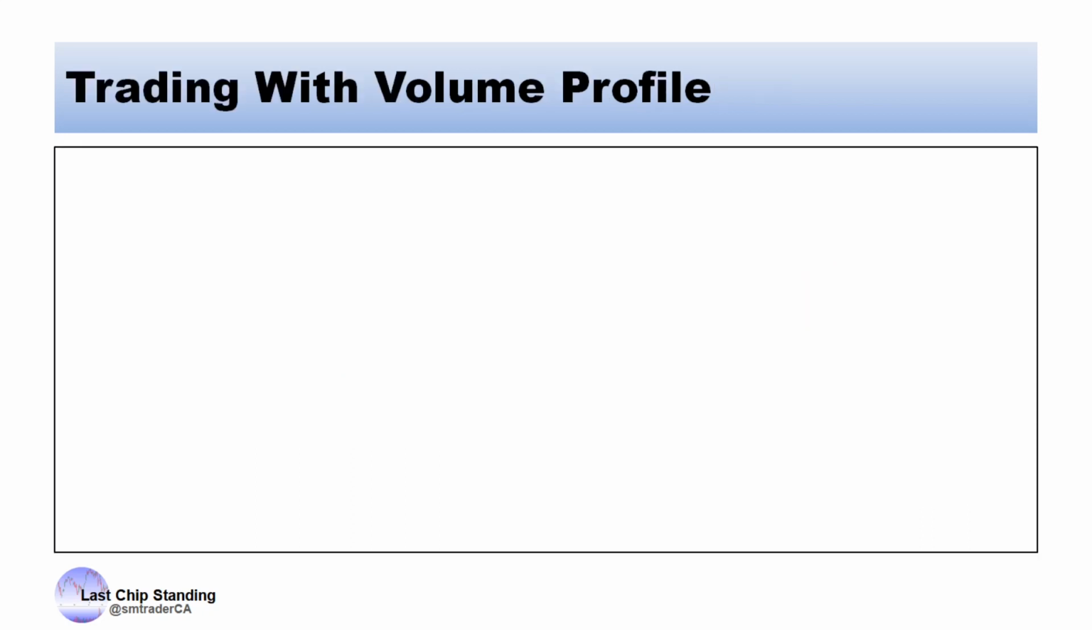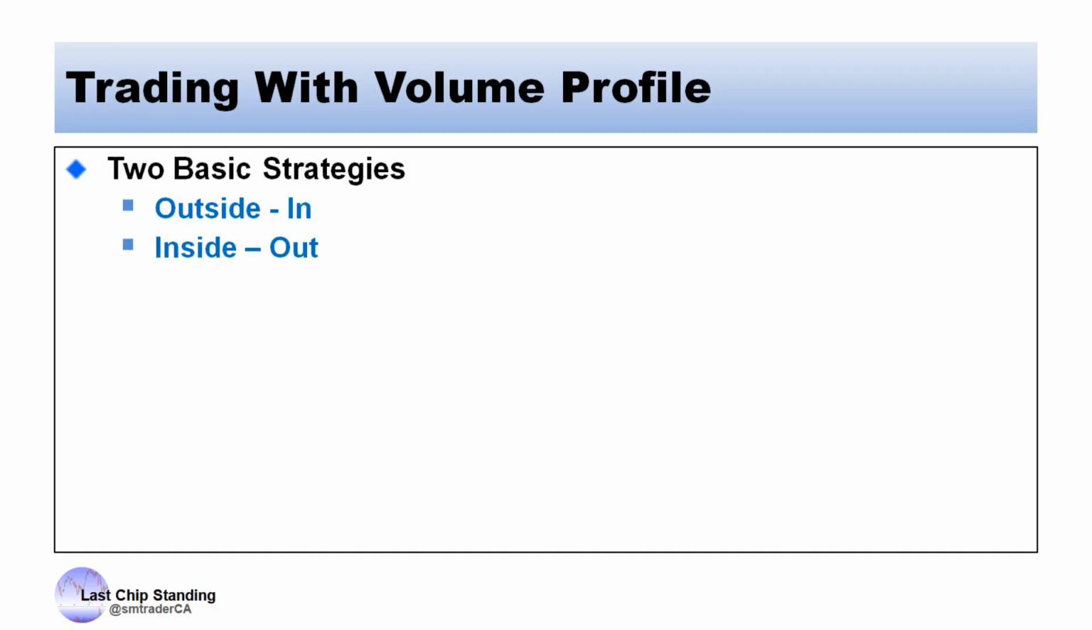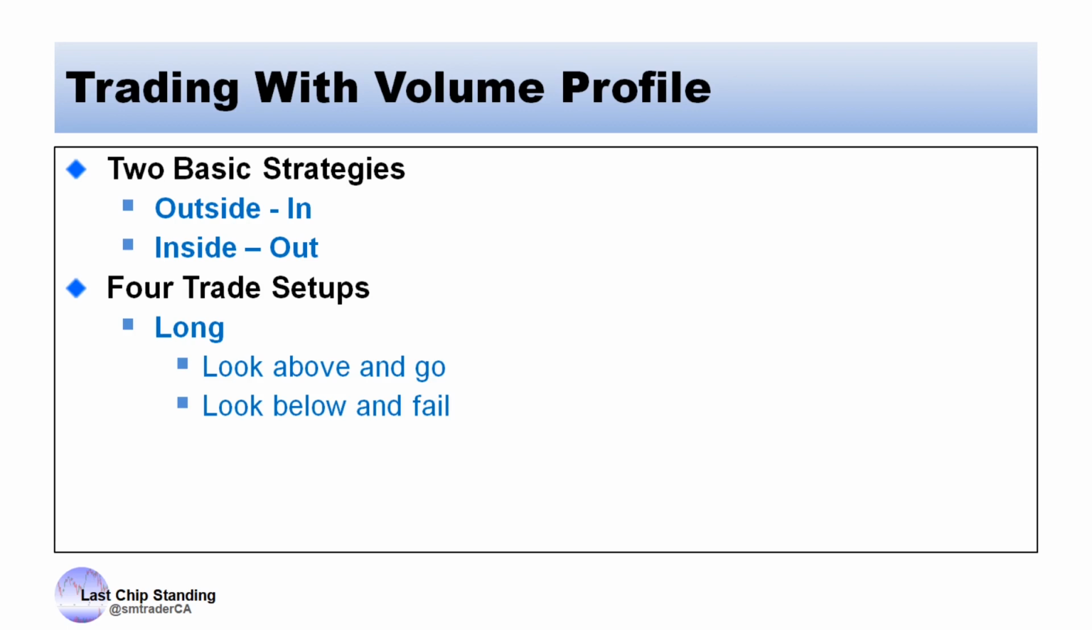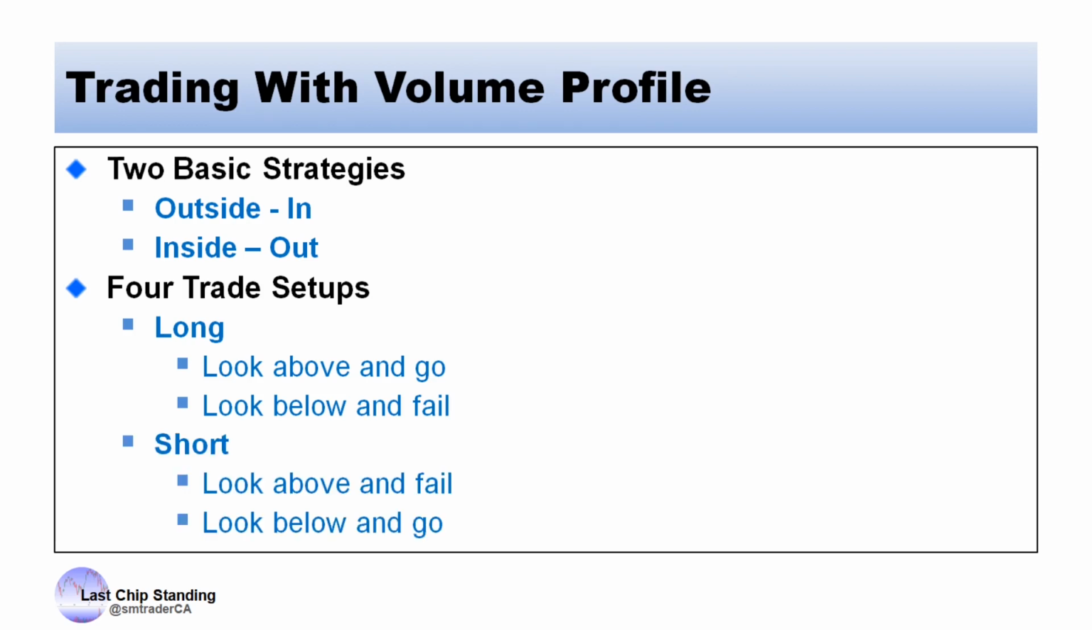To recap, the 2 basic volume profile trading strategies, the outside in and the inside out, give us 2 long setups and 2 short setups. The 2 long trades are look above and go, and look below and fail. And the 2 short trades are look above and fail, and look below and go. In this segment, I have shown you how to use the setups from 2 basic volume profile strategies and how to use the volume profile characteristics for possible entry and exit.